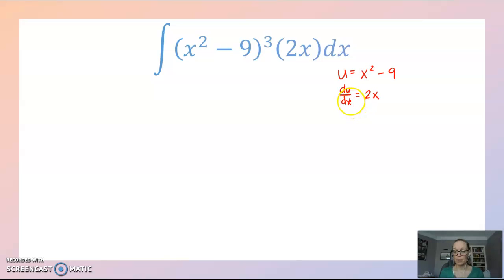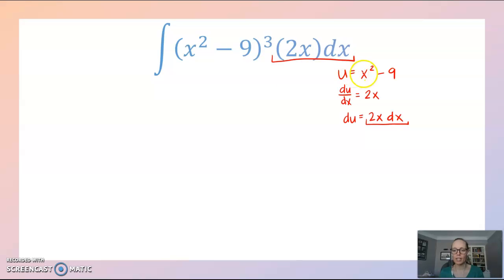Now, one last step here that's a little bit different from what we ever did with chain rule is I'm going to move the dx to the other side. So I know that du is equal to 2x dx. And here's the beautiful thing that we're looking for. 2x dx is in my integral, right? We see it, 2x dx. So we get to replace 2x dx with du. Just all of that mess becomes du.